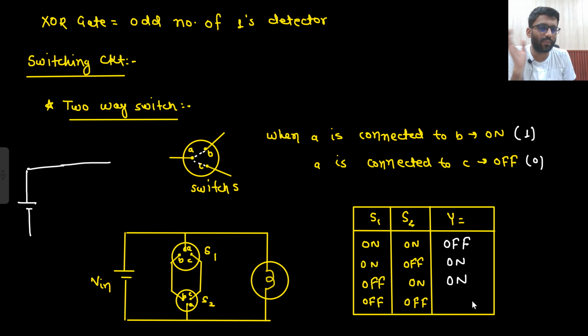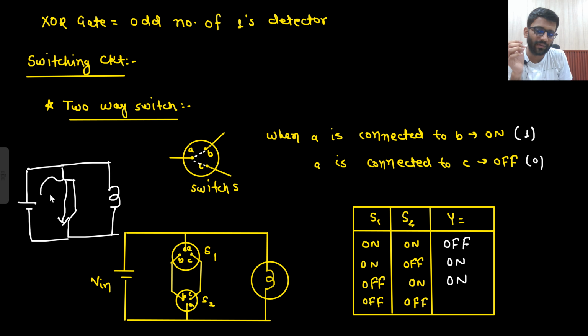And what about the last one? If both are off, A is connected to C, and here also A is connected to C. So this will be the path. Current can flow here as well, and the bulb will not turn on now. So it would be off.